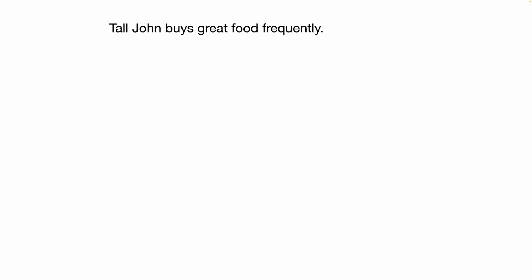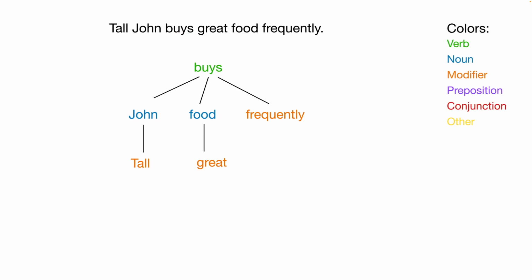So this is a fairly simple sentence. It is setting up a similar sentence as an example that we'll get to next. So we have buys, the verb, we've got a subject and an object, and we have some modifiers.